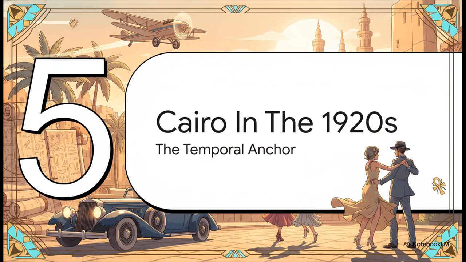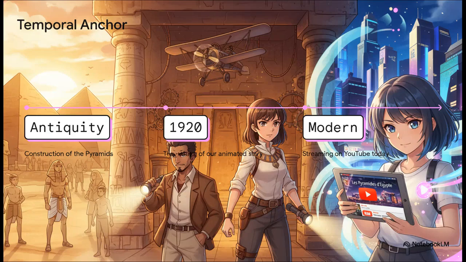Section 5, Cairo, in the 1920s. The temporal anchor. Just look at the massive temporal leaps we're taking here. Way back in the past, we have ancient antiquity, the actual construction of the subject thousands of years ago. Then, boom, we jump forward to the year 1920, the setting of our animated story, an era of modern discovery fully colliding with ancient ruins.